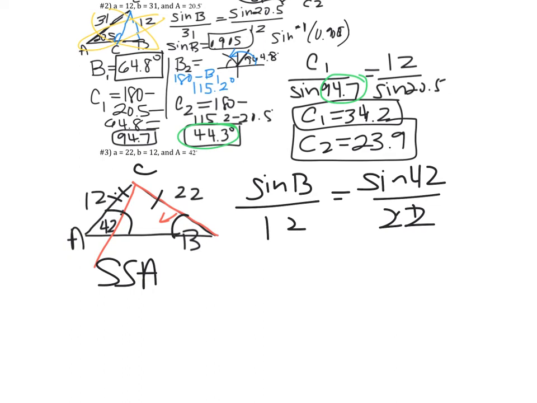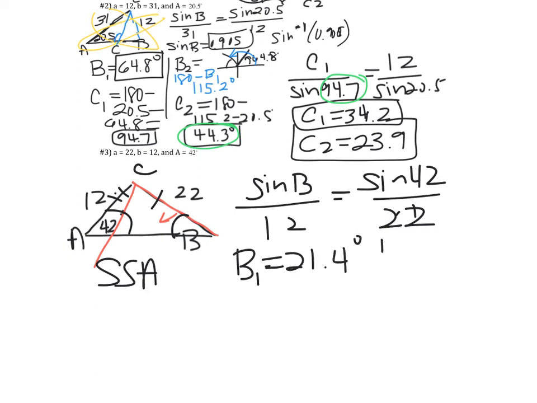They're pretty straightforward. We're going to learn law of cosines tomorrow, and you'll see what that looks like. But this is the one that has the possible two solutions. Okay, so 12 times the sine of 42 divided by 22 gives me 0.3649. Then I take the sine inverse of that answer, and I get that B1 is 21.4.